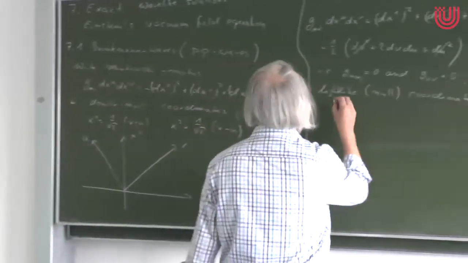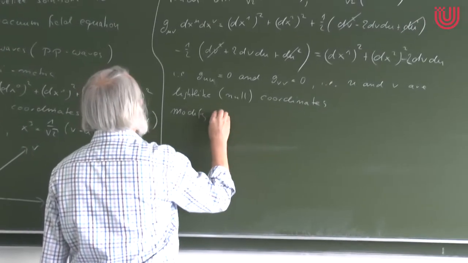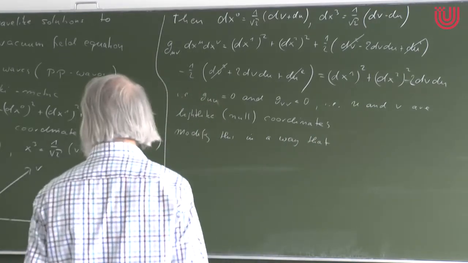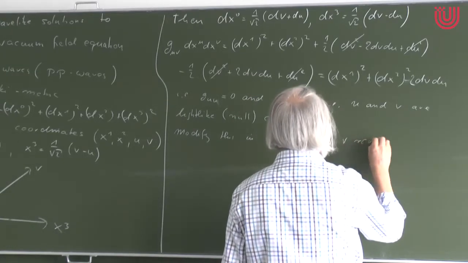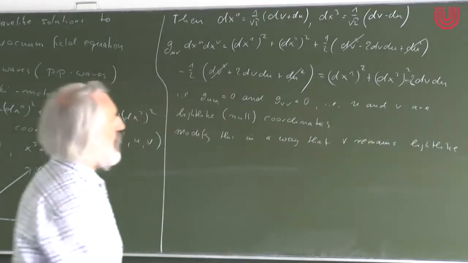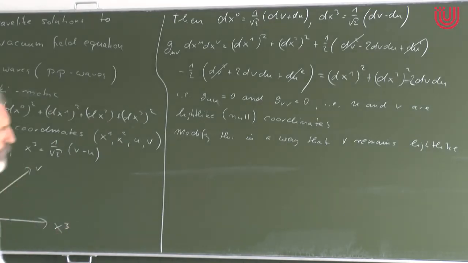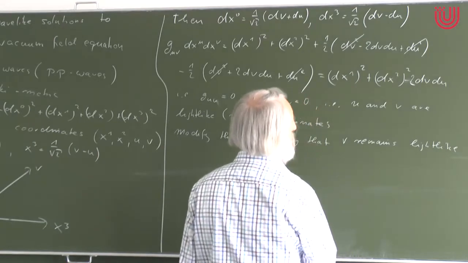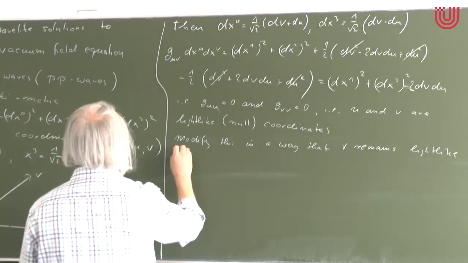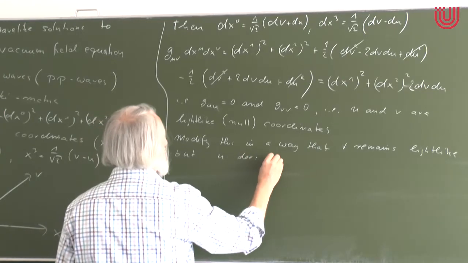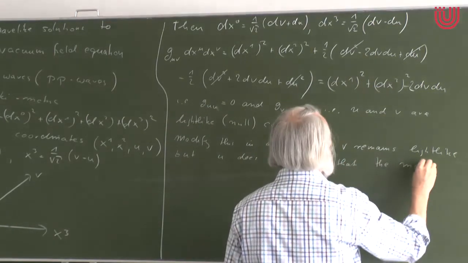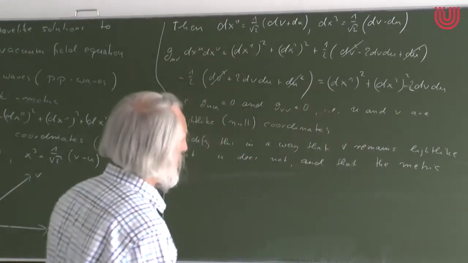And now modify this in a way that V remains light-like. So this will be the direction in which our gravitational waves then propagate. Of course, at the moment we are not allowed to speak of gravitational waves, but we will arrange things in a way that it will have something to do with gravitational waves. Modify this in a way that V remains light-like, but U does not, and that the metric becomes time-dependent. Of course, if it's not time-dependent, then it cannot describe wave-like motion.